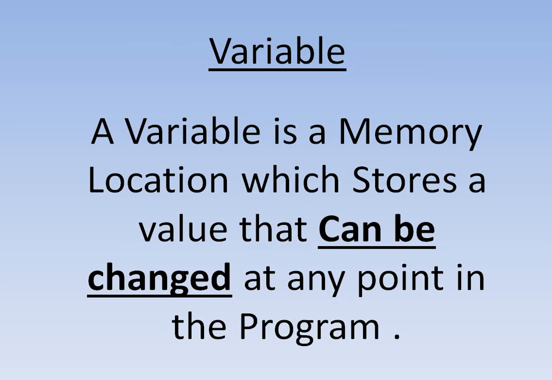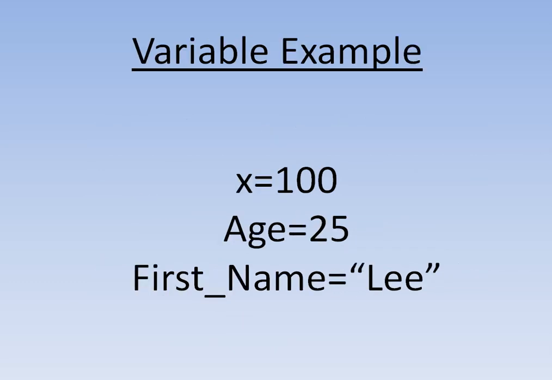Let us look at a variable. A variable is a memory location which stores a value that can be changed at any point in the program. Let us take the value of x is 100, age is 25, first name is a variable whose value is Lee. Like for example, x is 100. In between you want to change it as 125 or 10 minus 10, something like that. It can be changed. That is why it's called a variable.